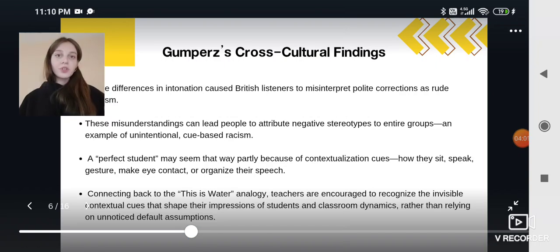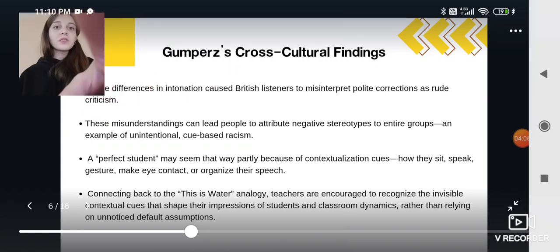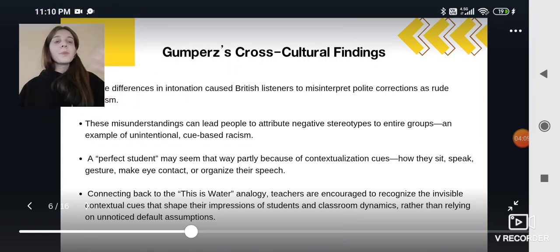And the second thing we will talk about is Gumperz's cross-cultural findings. Subtle differences in intonation cause British listeners to misinterpret polite corrections as rude criticism. If you remember from our first videos, it is similar to intelligibility, because in different cultures people have different accents, and it is similar with these nonverbal signals. These misunderstandings can lead people to attribute negative stereotypes to entire groups, an example of unintentional cue-based racism.